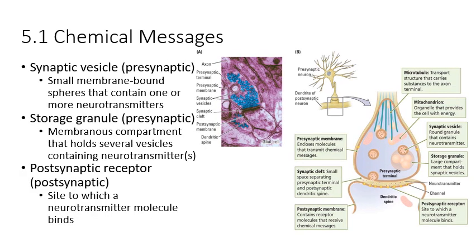Synaptic vesicles are presynaptic. They're small membrane-bound spheres that contain one or more neurotransmitters. Storage granules are also presynaptic, and they're membranous compartments that hold several vesicles. And then postsynaptic receptors are these proteins that are embedded in the postsynaptic membrane, and these are the sites to which a neurotransmitter molecule binds.